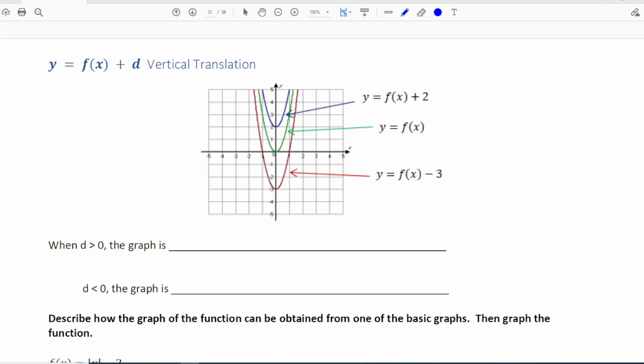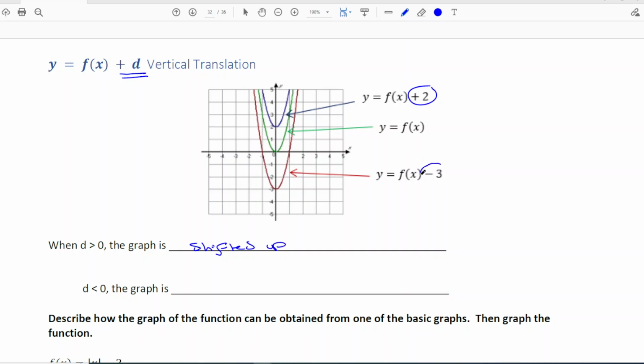The last transformation we're going to do is the transformation D. This is a vertical translation, and it's as it should be. It's not in the bracket with x, so it's a transformation on y. And if the d value is greater than 0, something like a plus 2, the graph is going to be shifted up.